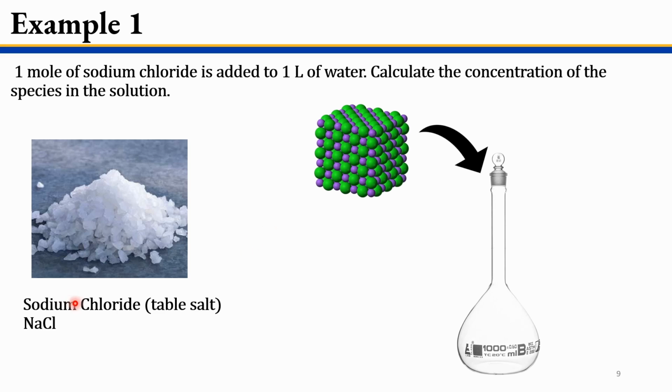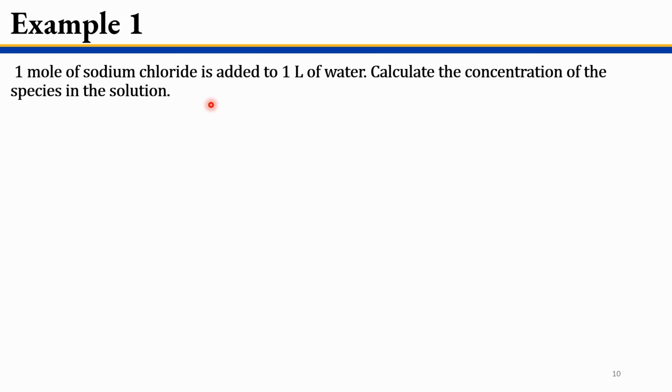Here we have an image of sodium chloride, also known as table salt, NaCl, and here is the ionic lattice of sodium chloride. So these atoms are strongly bound together in this ionic structure, but when we add it to a volumetric flask, for example, and then add some water, the water is going to start to dissolve the ionic compound, and then we're going to have a solution until we reach 1000 milliliters or 1 liter of water. So we can write some equations.